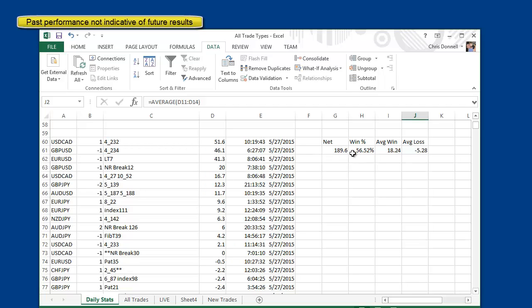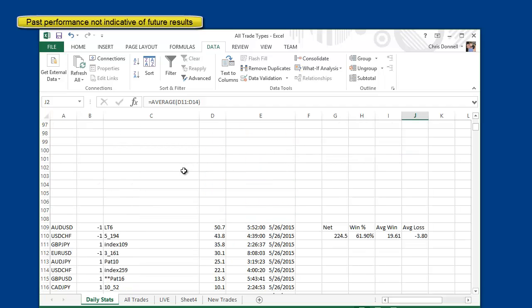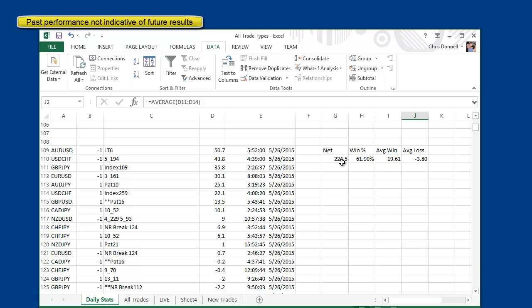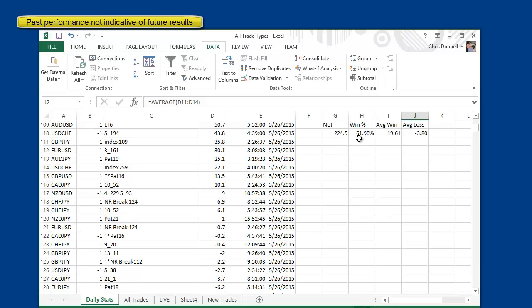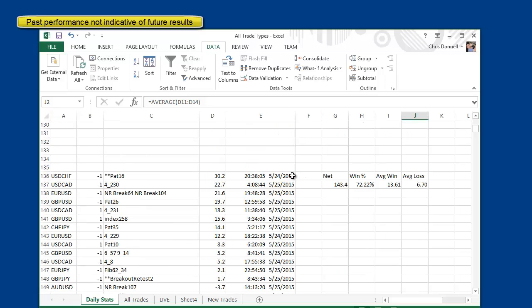This day, 189 pips, 56%. 224 pips, 69 or 61%. Again, it's very tiny losses and big wins. Typically, most days in the past, the average loss is somewhere around 6 to 8 pips. The average win somewhere between 17 and 24. Rarely is it more than 24. Rarely, like this day, is it less than 15. So this is a rare day, but it's also an extremely high winning day.